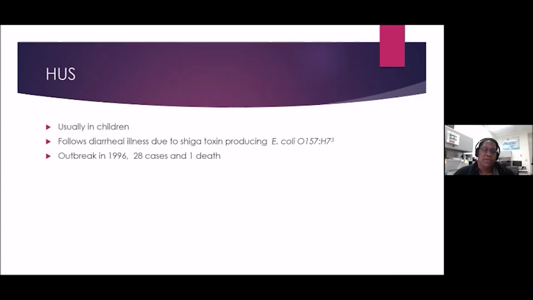It usually occurs in children. It can happen in adults, but generally, it follows a diarrheal illness due to the Shiga toxin producing E. coli. The poster child for this disease is E. coli O157:H7. For those of you who are residents, I would really remember that because that will show up on boards.